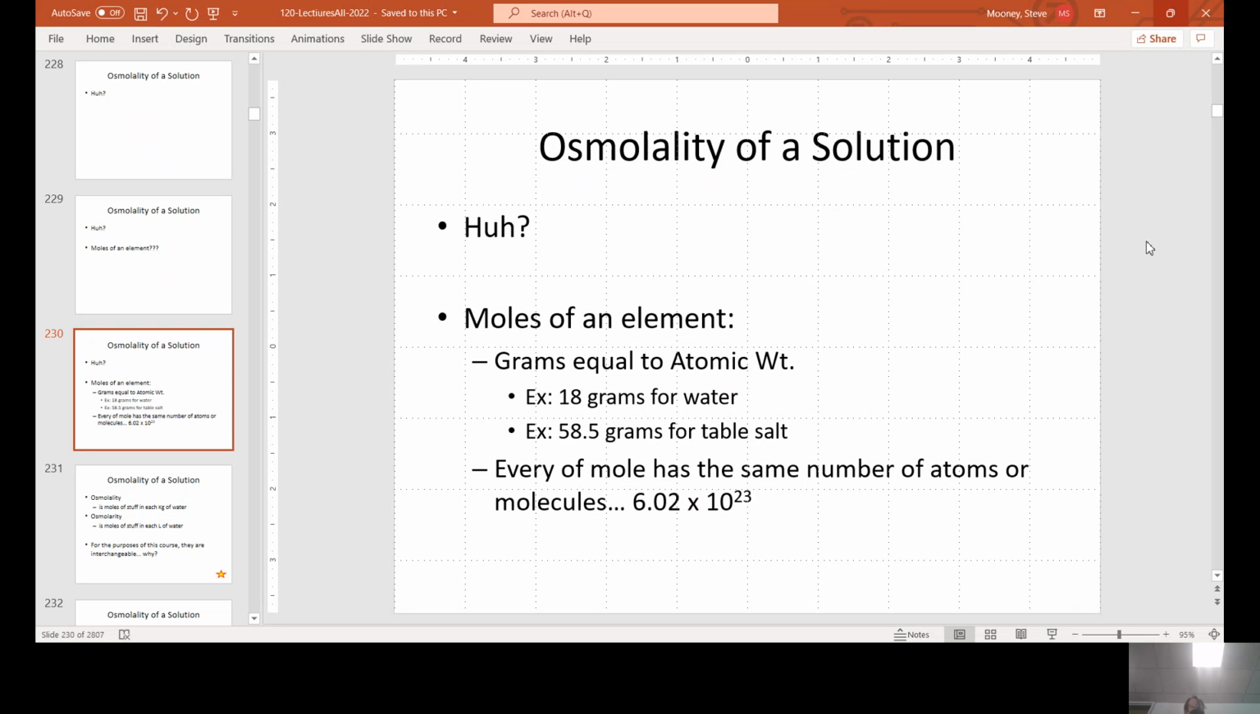So we've already mentioned grams is equal to the atomic weight, 18 grams per mole of water, 58.5 grams per mole of table salt. Every mole has the same number of atoms, just those atoms or molecules are going to weigh differently. Water, relatively light. Sodium and chloride together, relatively heavy.